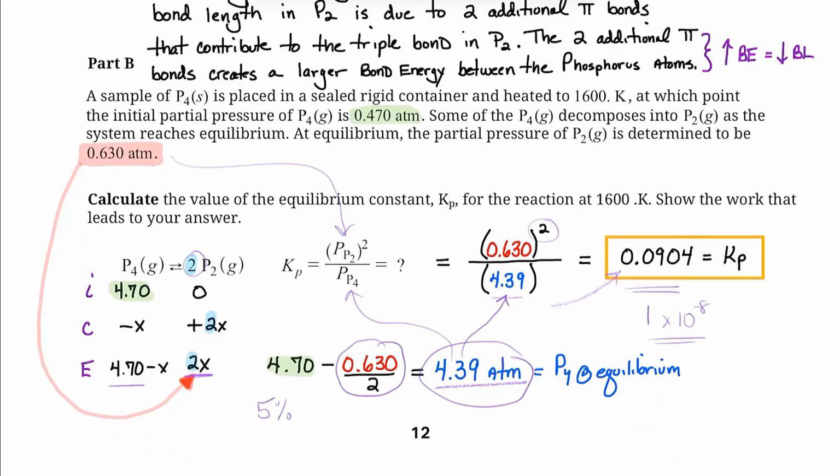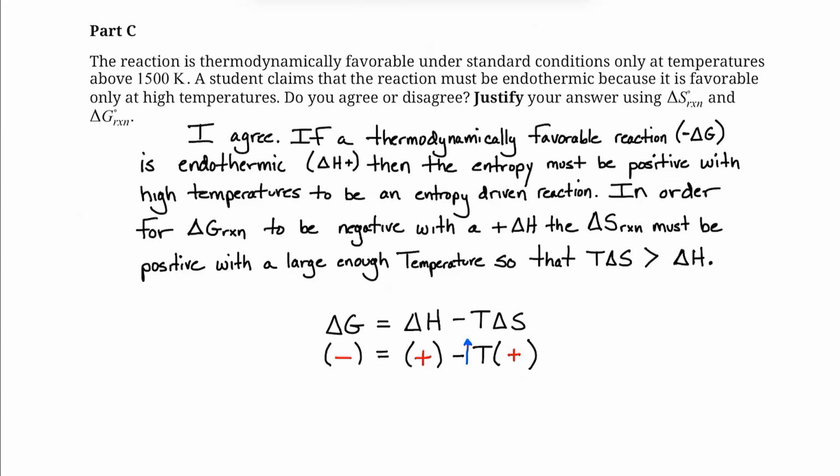Okay, on to part C. Number 4C, the very famous thermodynamic favorable question, when you're given values of enthalpy delta H or entropy delta S, and you're trying to determine how temperature plays a role in the Gibbs free energy, the delta G, whether it'll make it spontaneous or not.